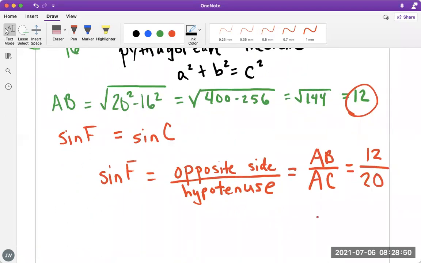And then this part we're all familiar with. You know how to simplify fractions. Divide both of these by, let's see, the largest number is going to be 4. So 12 divided by 4 is 3. 20 divided by 4 is 5. You got it. All right. So sine F is equal to 3/5.